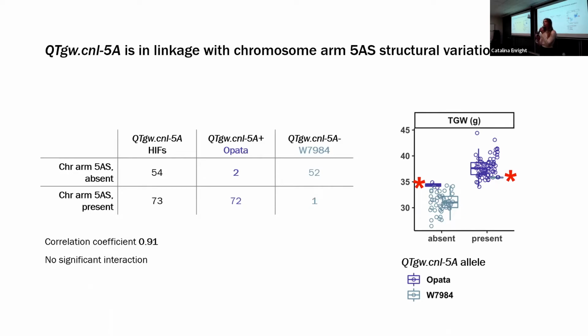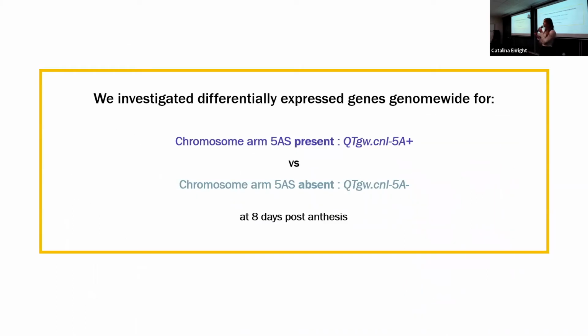So ultimately, all this suggests is the presence and absence of the short arm could be contributing to our difference in grain weight, despite our best efforts to develop a very homogeneous background genome. The QTL or the structural variant, we're not sure which one is driving the difference in grain weight. So this is where the transcriptome really came in handy.